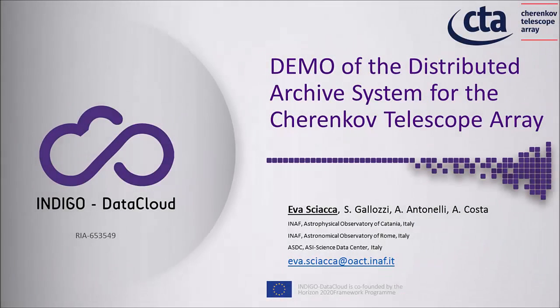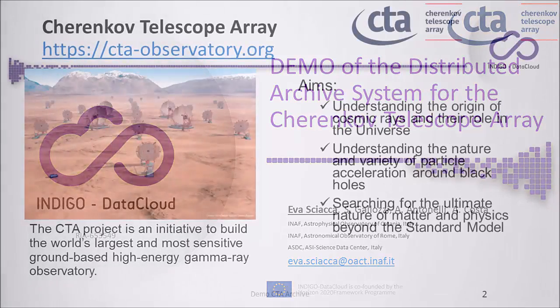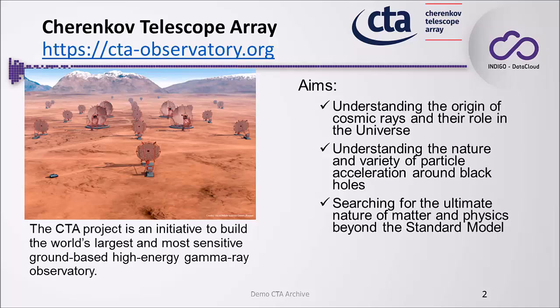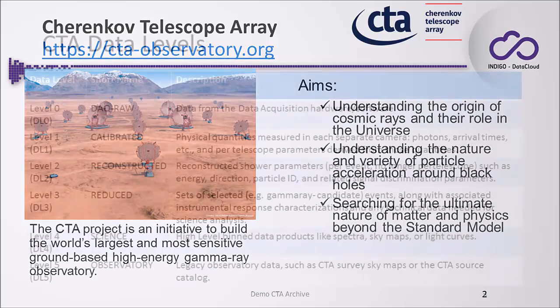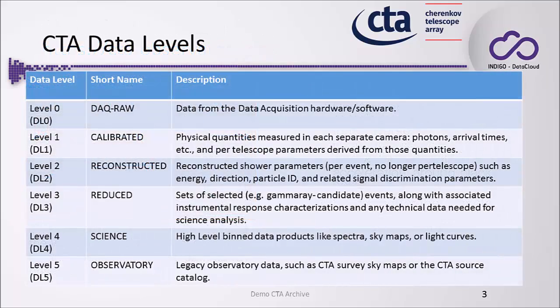The Cherenkov Telescope Array, named CTA, is an ESFRI initiative to build the world's largest and most sensitive ground-based high-energy gamma-ray observatory. The CTA data and their scientific products need to be preserved in a dedicated archive guaranteed to provide open and widespread access to heterogeneous scientific communities.